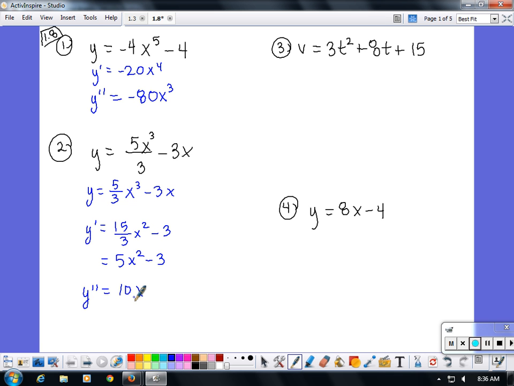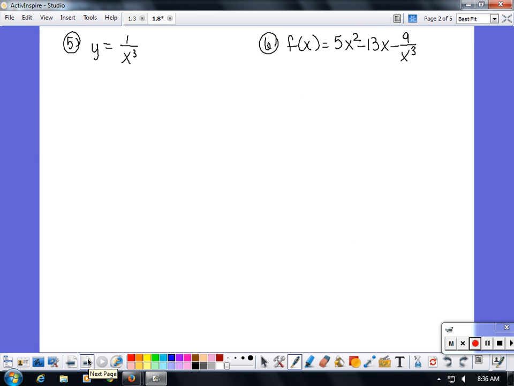3. First derivative, 6t plus 8. Second derivative is just plain 6. 4. First derivative is 8. Second derivative of a constant is 0.